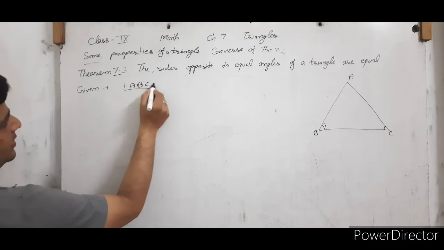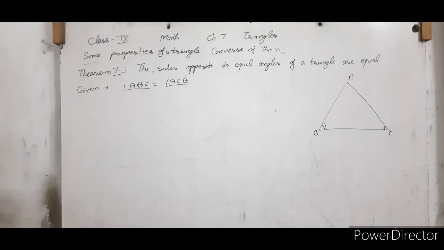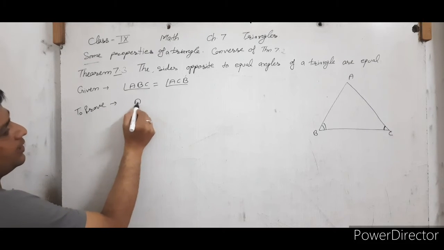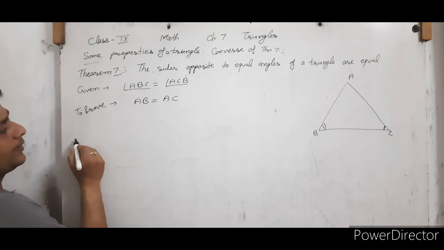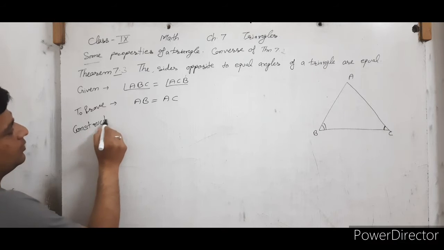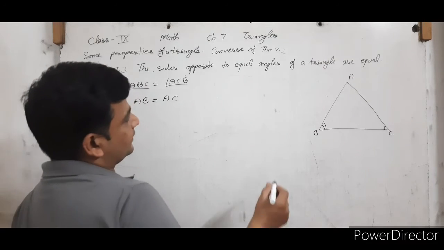Angle ABC is equal to angle ACB, according to this theorem, two angles are equal. We have to prove that the opposite sides of these two equal angles are also equal. To prove, we have to prove that AB is equal to AC. Construction, again the same method. We draw an angle bisector.